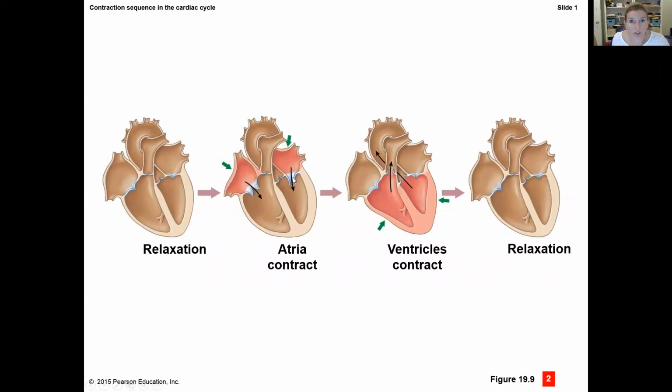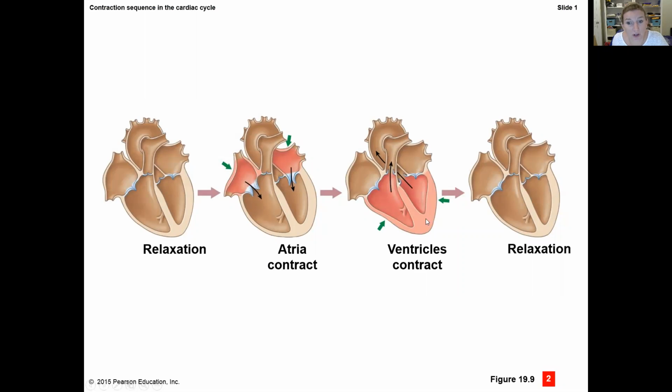Then the atria contract. When the atria contract, look at the valves. Look at what's open. Our AV valves are open. Our semilunar valves are closed. Our atria contract, and this is that kind of wringing the sponge down into the ventricles. So this is going to fill the ventricles.